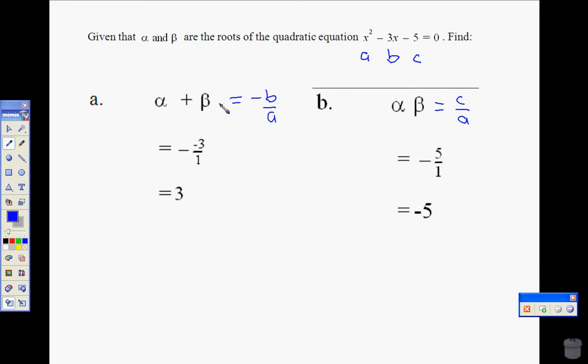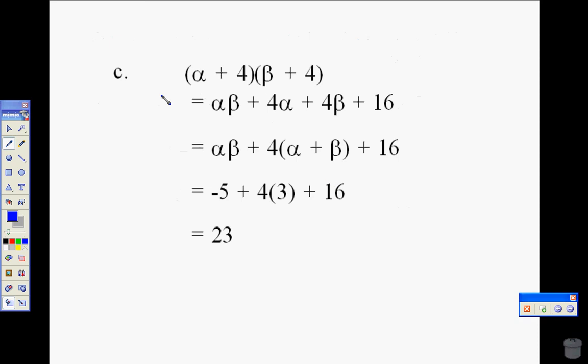Alpha plus beta would equal minus b over a. Do the substitution. The sum of the roots is 3. Do a substitution of c, which is minus 5, which gives us the product being minus 5. So we've found the sum and the product of the roots without actually finding the roots. All the rest of the question, we were working with the roots, but we don't know what the roots are.